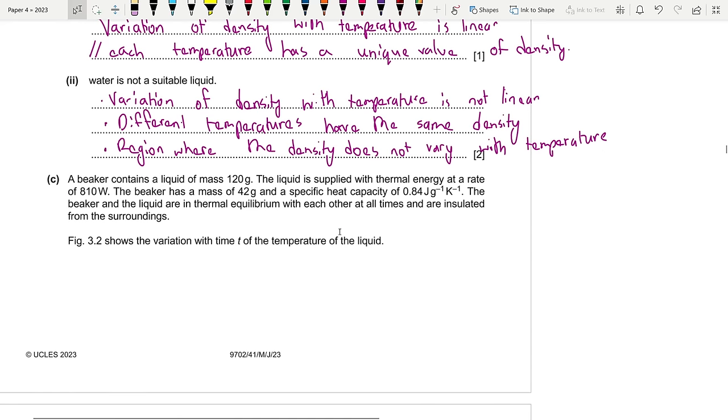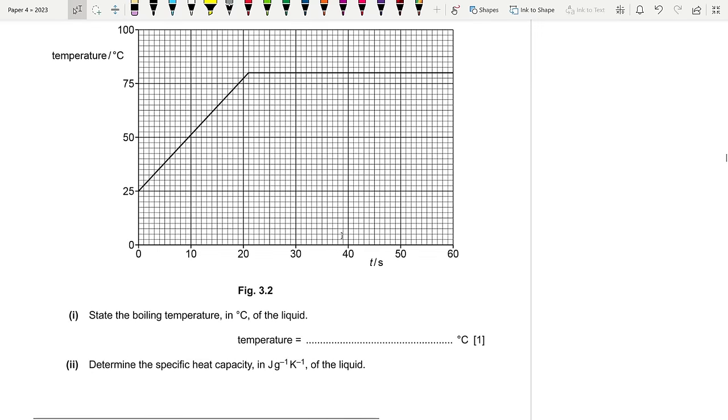Now, a beaker contains a liquid of mass 120 grams. The liquid is supplied with thermal energy at a rate of 810 watts. The beaker has a mass of 42 grams and a specific heat capacity of 0.84 joules per gram per kelvin. The beaker and the liquid are in thermal equilibrium with each other at all times and are insulated from the surroundings. Figure 3.2 shows the variation with time of the temperature of the liquid. State the boiling point of the liquid. So what is the boiling point of the liquid? The point where temperature, even if heat is applied, does not change because it is used up as latent heat. So how much is it actually?